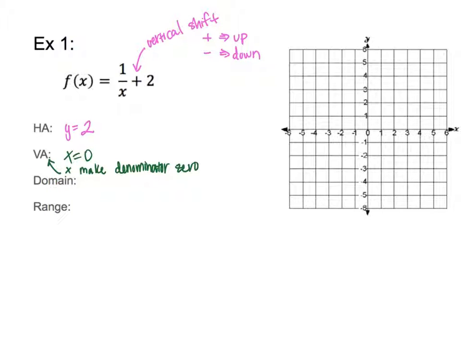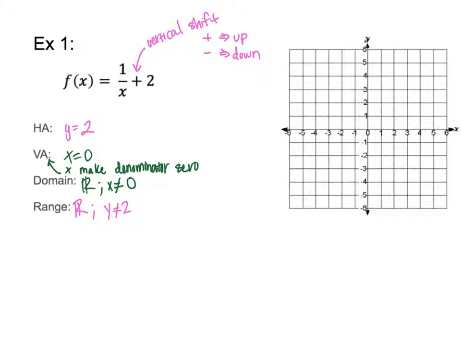So for domain, it's associated with the vertical asymptote. So when x equals 0, that means the domain is all real numbers except when x equals 0. So x cannot equal 0. Whereas the range is going to be all real numbers for the y's except when y is at 2. So we're going to say y cannot equal 2.